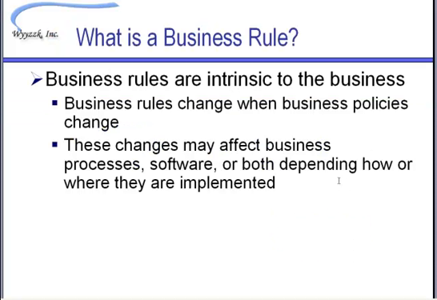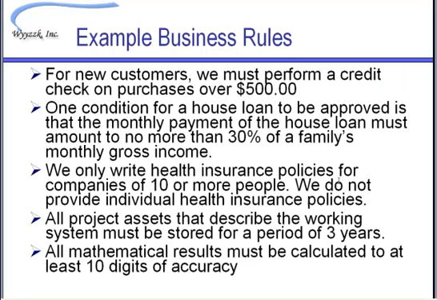So a business rule is something that is intrinsic to the business. Business rules change when business policies change. So this really has to do with the business. And these changes in business rules may affect business processes, software, or both, depending on where and how they're implemented.